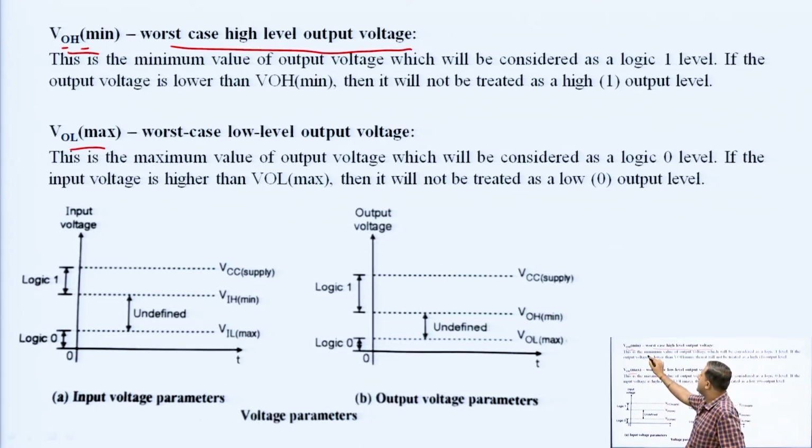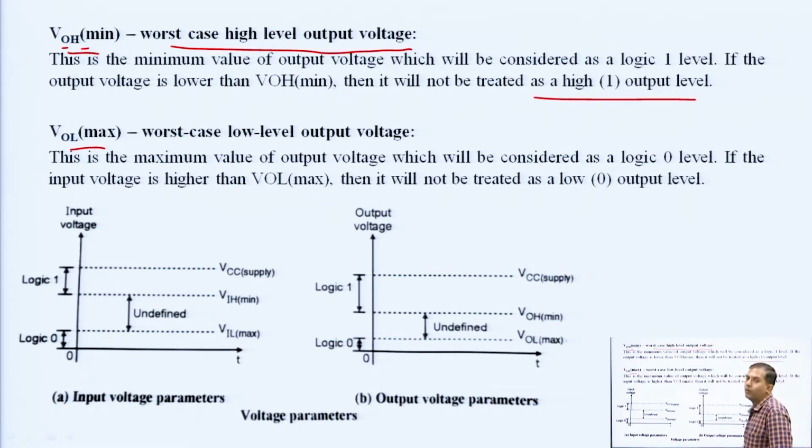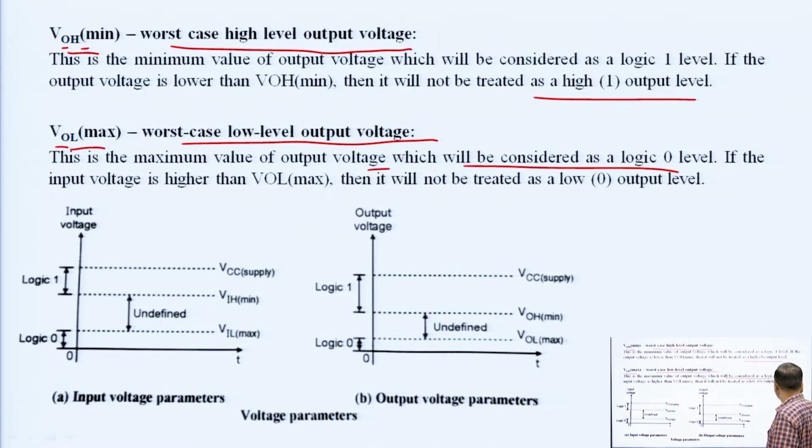This definition is the minimum value of the output voltage which will be considered as a logic 1 level. If the output voltage is lower than VOH min, then it will not be treated as a high output level, right. Then VOL max, means output low, worst case low level output voltage. This is the maximum level of output voltage which will be considered as logic 0 level. If the output voltage is higher than VOL max, then it will not be treated as low output level.